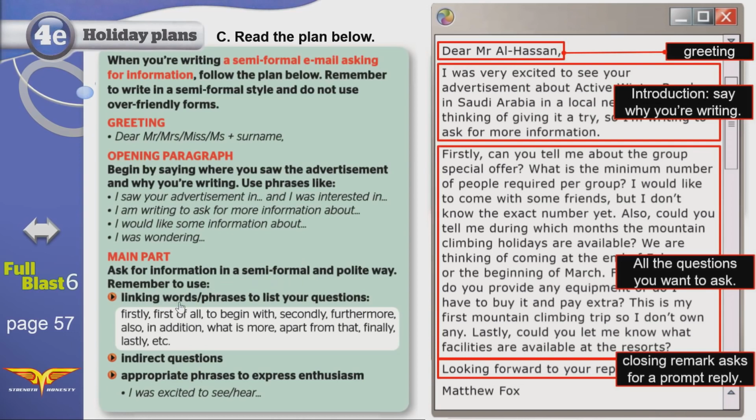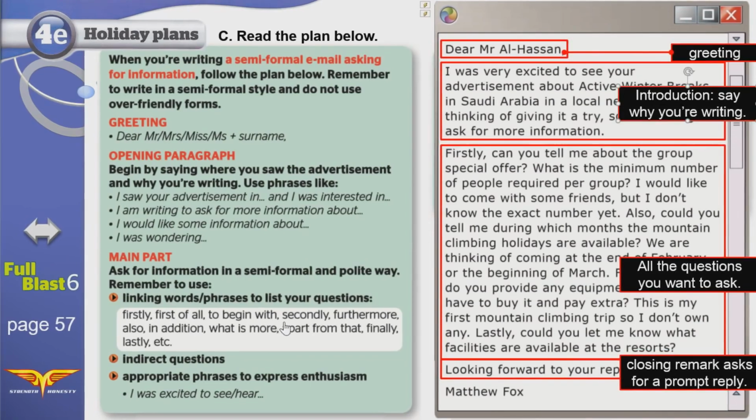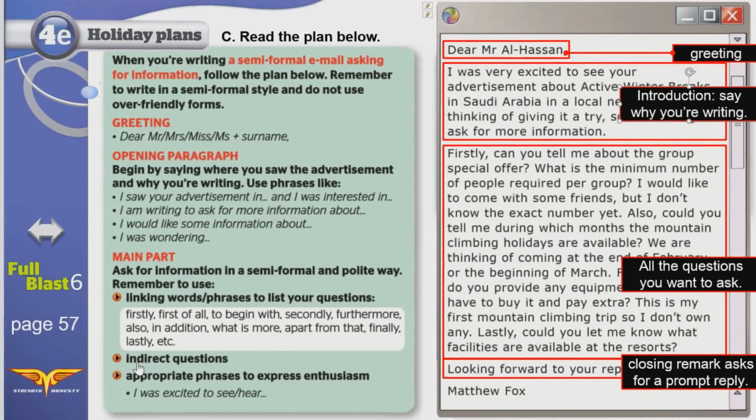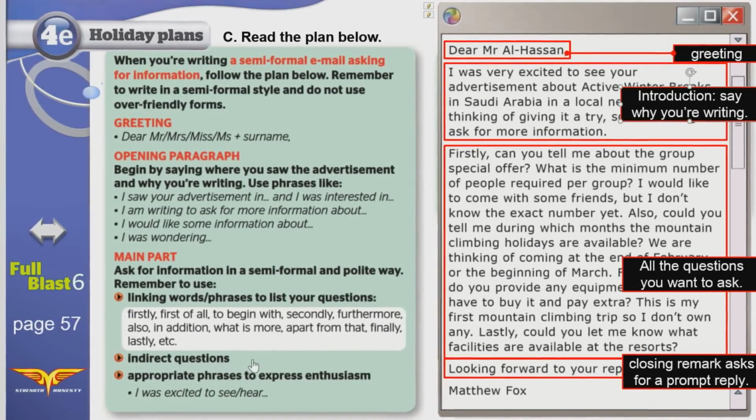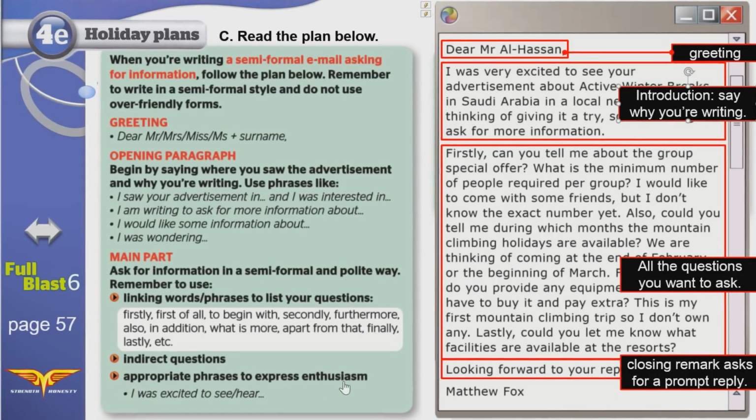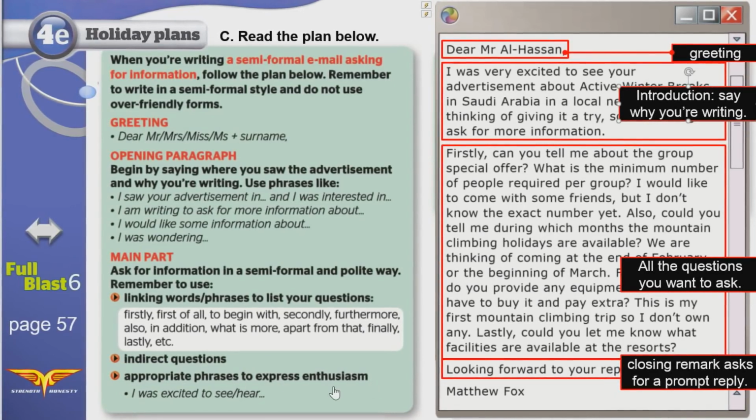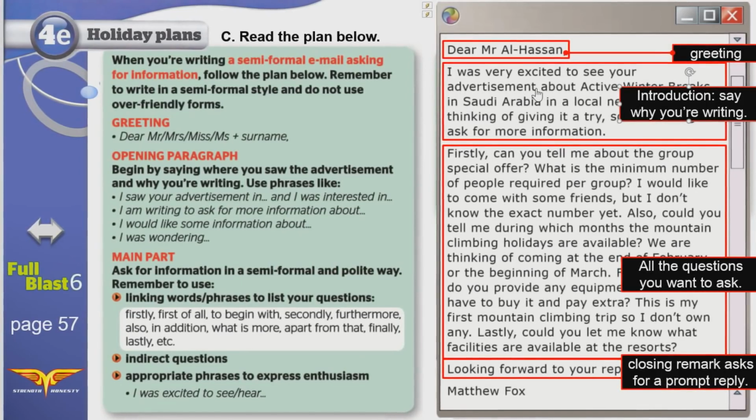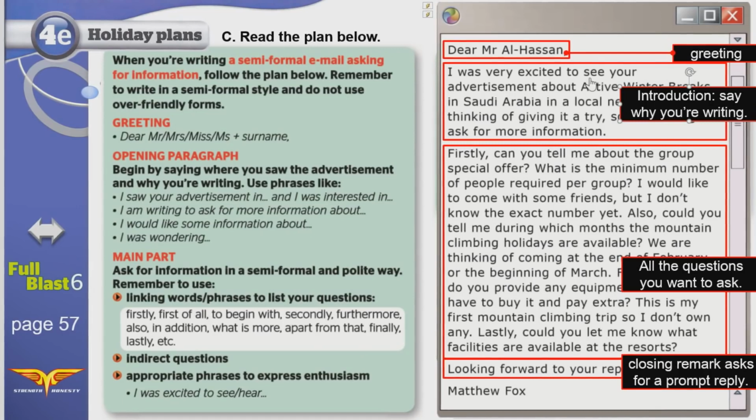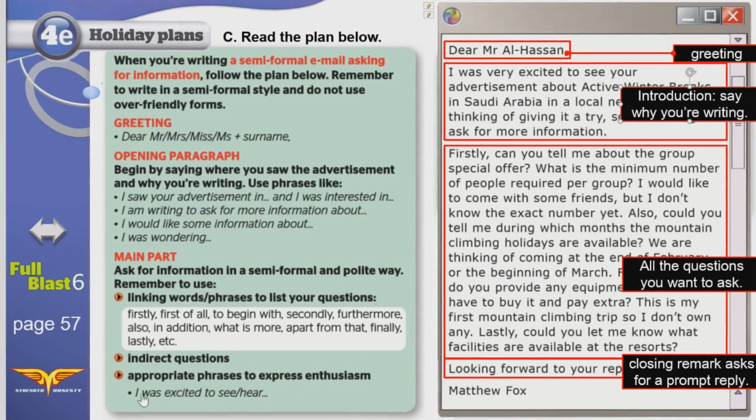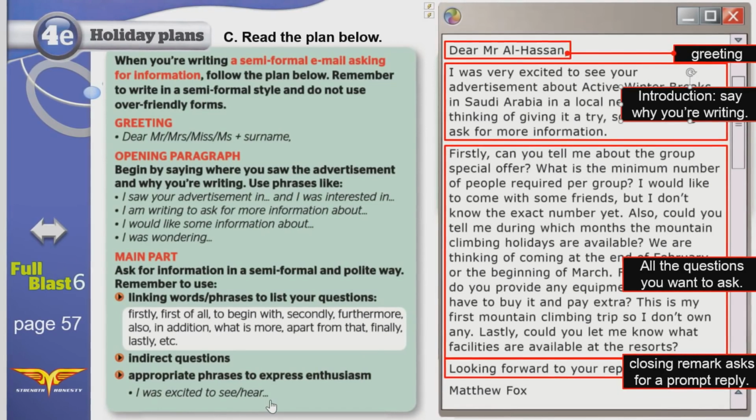Remember to use linking words like firstly, first of all, to begin with, secondly, to list your questions. Use indirect questions like I told you. Use appropriate phrases to express enthusiasm. Like what? Like, I was very excited to see your advertisement. This phrase expresses enthusiasm. That means you are excited. I was excited to see or hear.